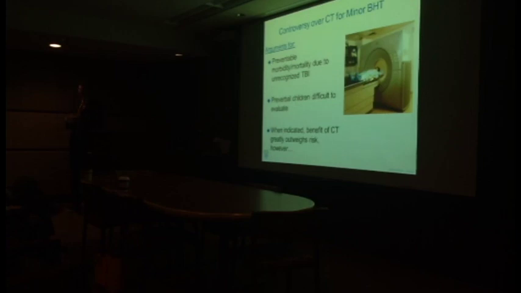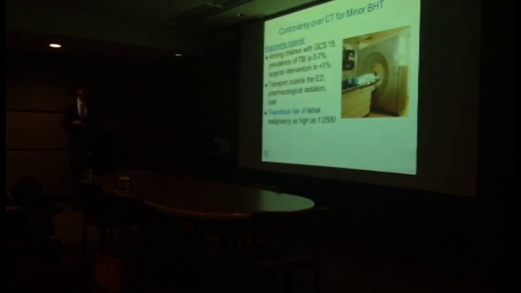And the controversy that we dealt with was, do we CT each of these low-risk children or not? And there's arguments for and against CT. If we CT all the children, we can pick up any unrecognized traumatic brain injuries. Kids that are less than 2 are frequently pre-verbal, and you can't really evaluate them very easily. And when it's indicated, the benefits of CT outweigh the risk. But there's also a flip side to it.